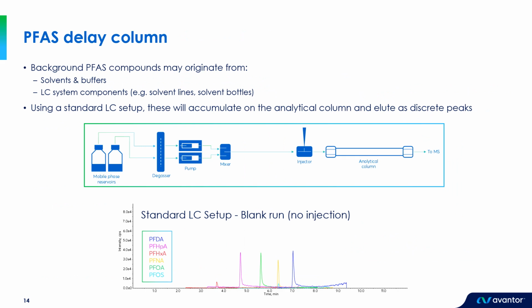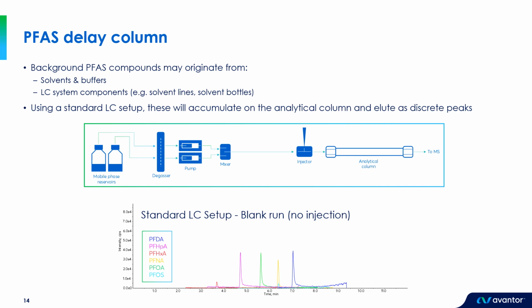An additional aspect of our LC system setup that we need to consider is that because of the ubiquitous nature of PFAS compounds, the solvents and buffers that we use for a mobile phase, along with the components of our LC system, such as solvent lines and solvent bottles, may actually contain PFAS. Essentially, if we consider a standard LC setup, which is shown in this diagram here, any PFAS contained within the mobile phase, the degasser, the pump, the mixer, or the injector will accumulate on the head of our column when we equilibrate it before sample injection.